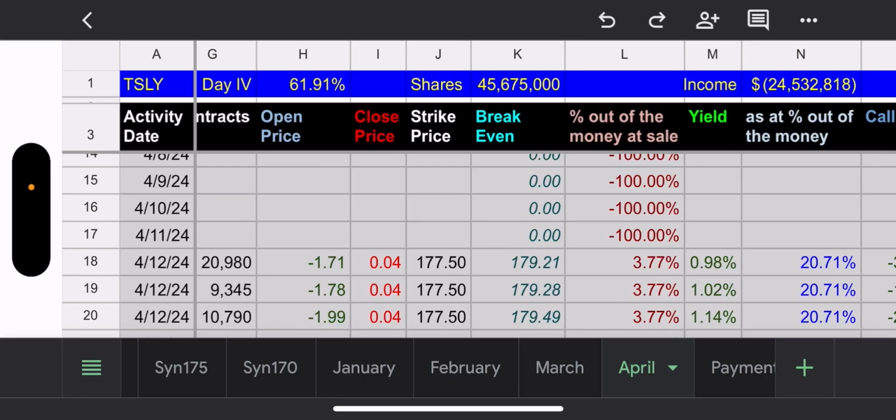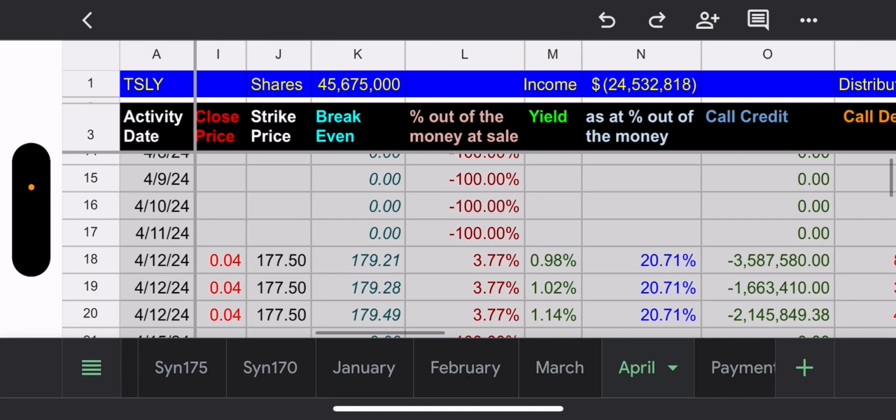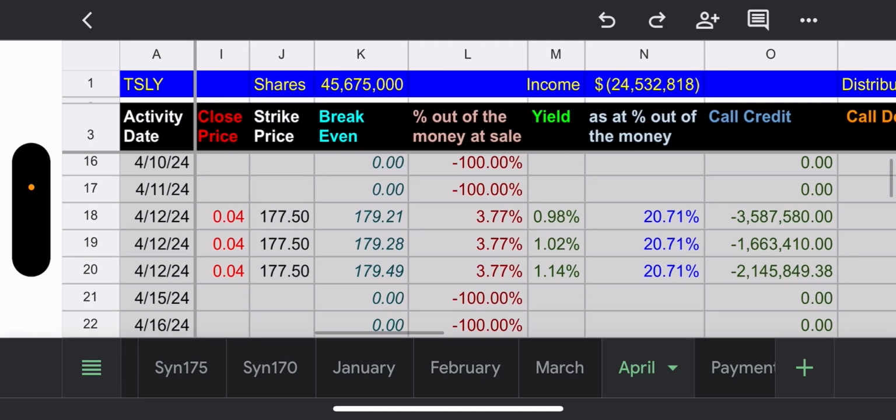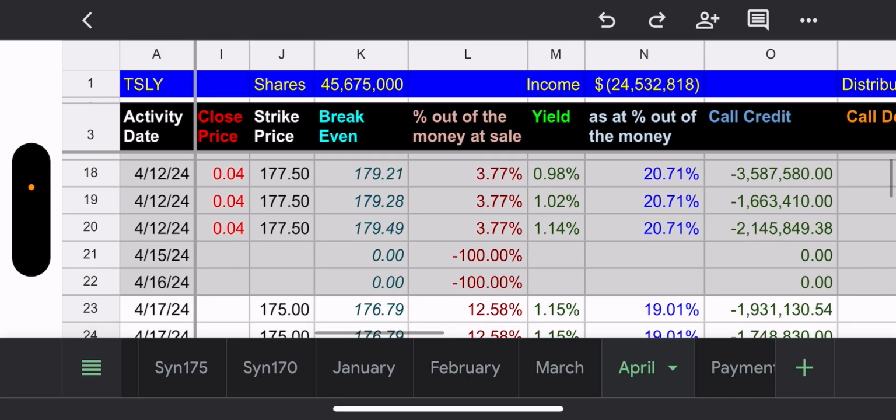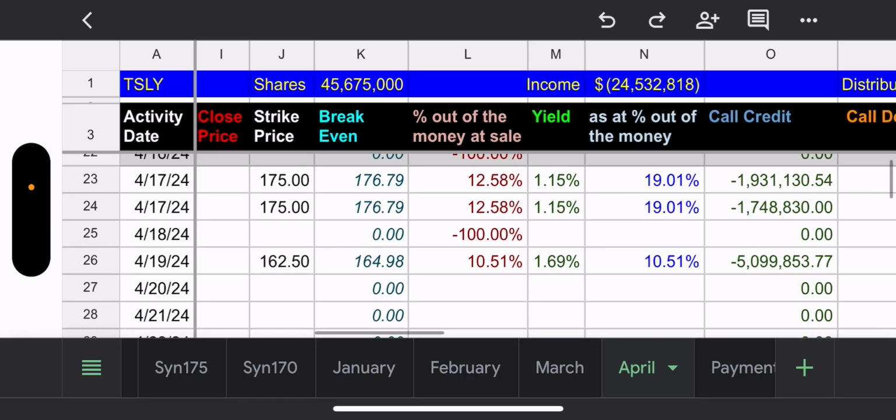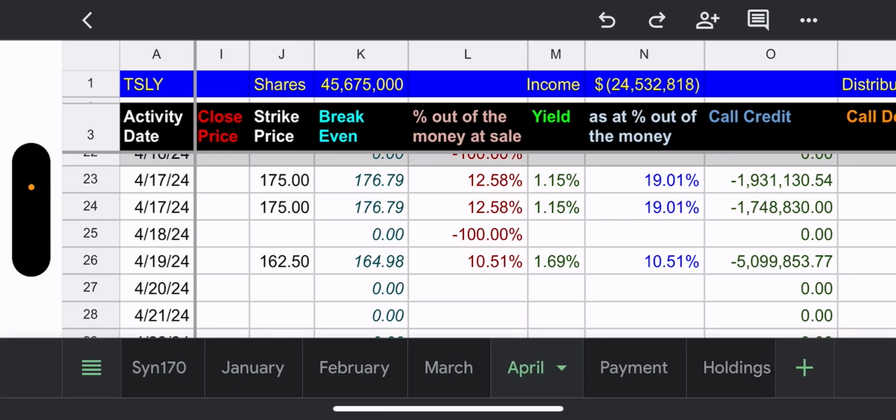So first off, I have TSLY up on the screen, and I did modify the presentation of how this is going to look going forward. I eliminated the active tab. So now I have the synthetic tab, the monthly tab, the payment tab, and the holdings tab.